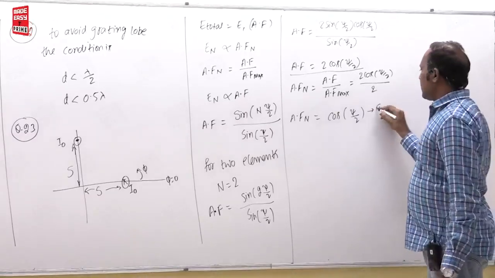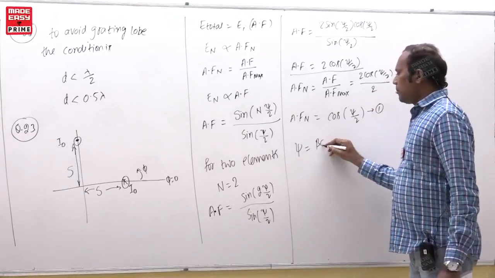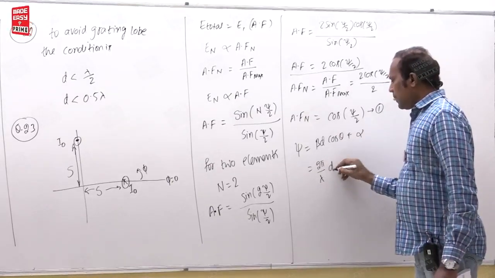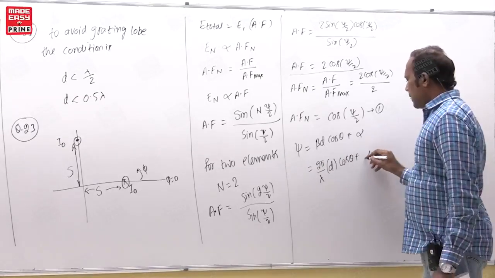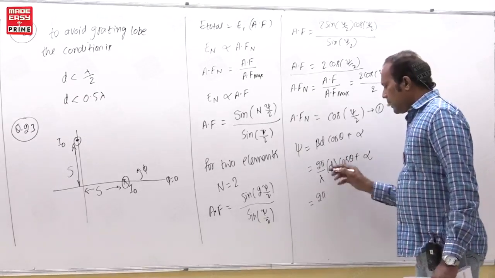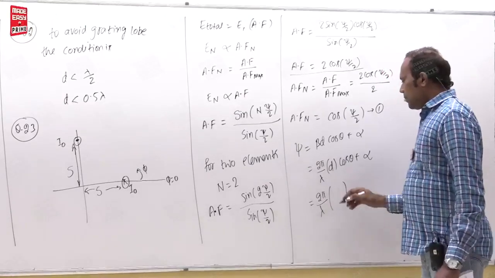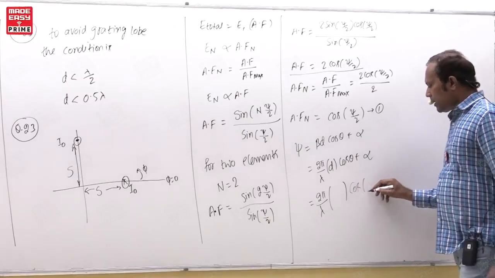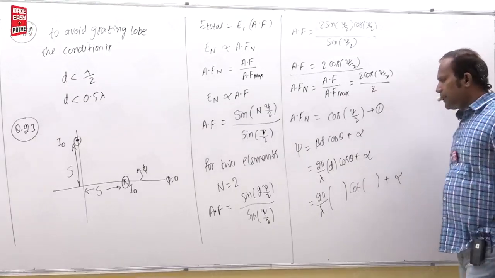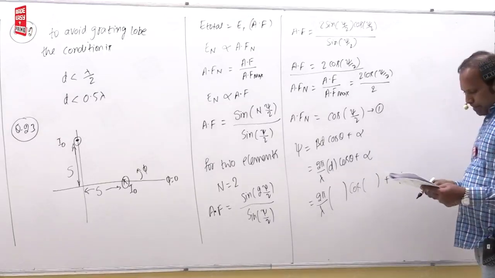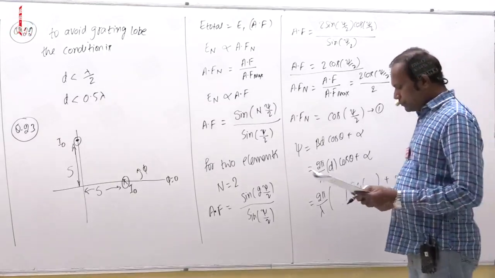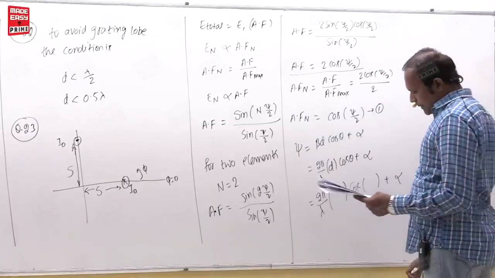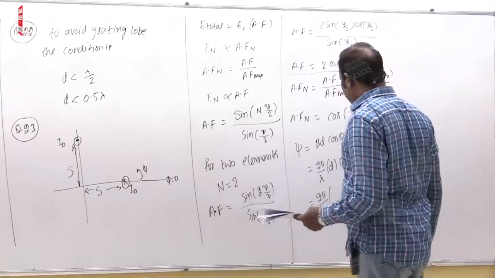What is psi? Let us say this is equation number 1. Psi is equal to beta d cos theta plus alpha. That is 2 pi by lambda into d cos theta plus alpha. Now you recall what he has given, wavelength is lambda. Answer is also in terms of lambda only. So you have to find d, theta and alpha. I will write if you want something also.